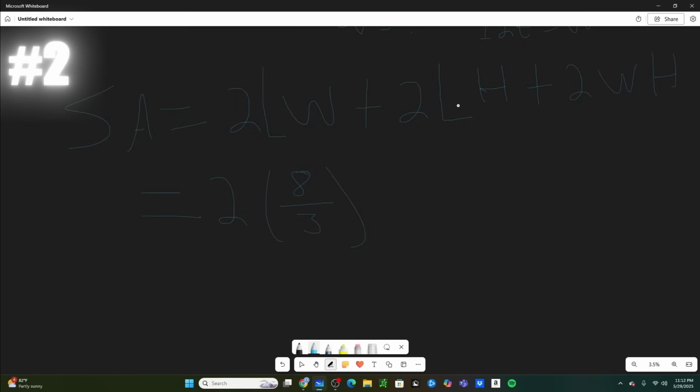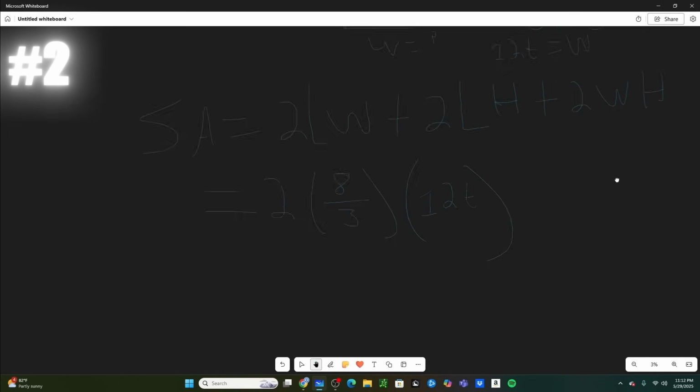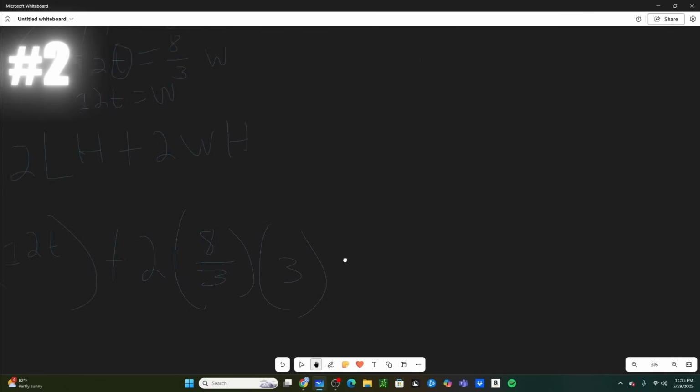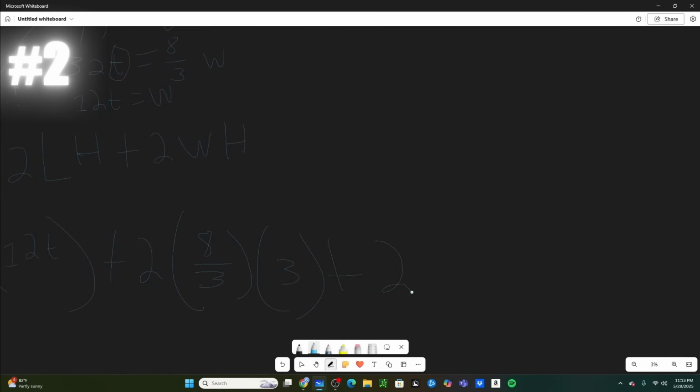Now that we have length, we have height, and now we solved for width. So 2 times 8/3, so we did 2, we did length. Now width is 12t. Okay, so we just plug that in right there. And now let's add this to the next part. So 2 plus 2 times length, which is again 8/3, times height, which is 3. And then plus 2 times width, which is 12t, times height, which is 3, right?